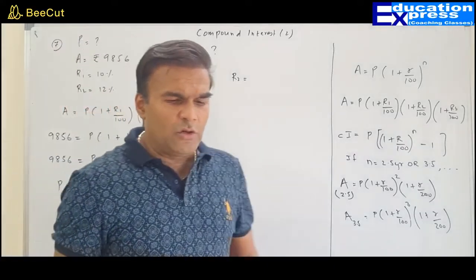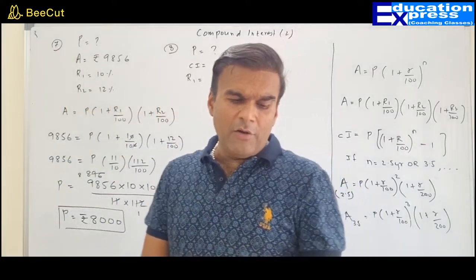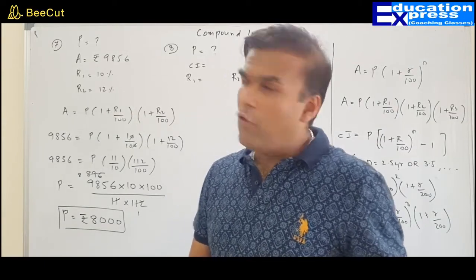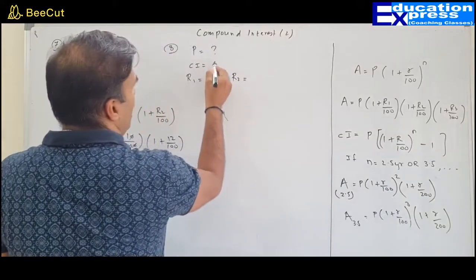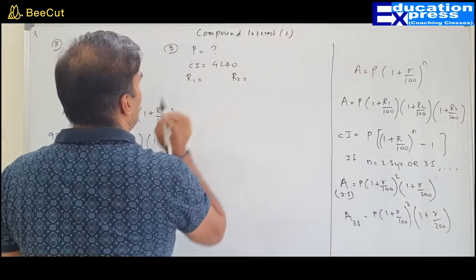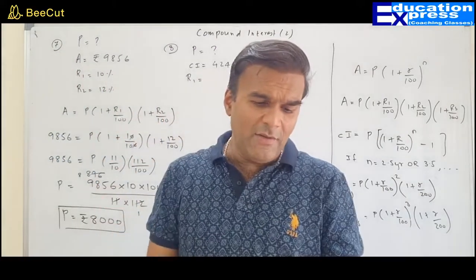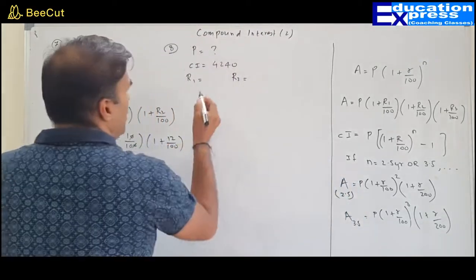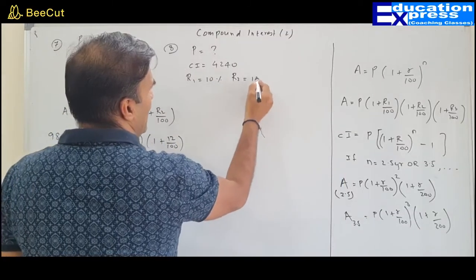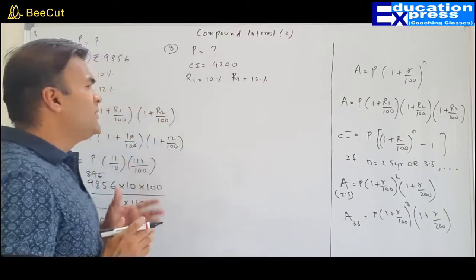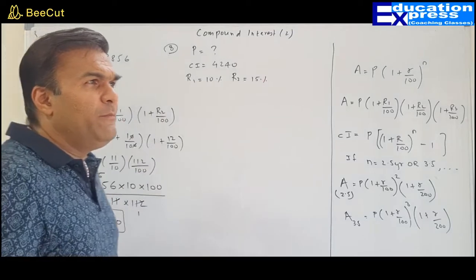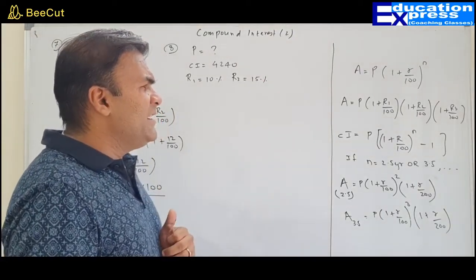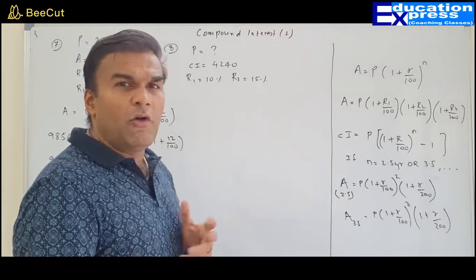What we have to find? Principal. Let us note down. On a certain sum, the compound interest in 2 years amounts to 4240. What else is given? The rates are given, 10% and 15% respectively. Of course, this question can be done without using a formula also. But let us say if someone is insisting on the formula method, what do we do?